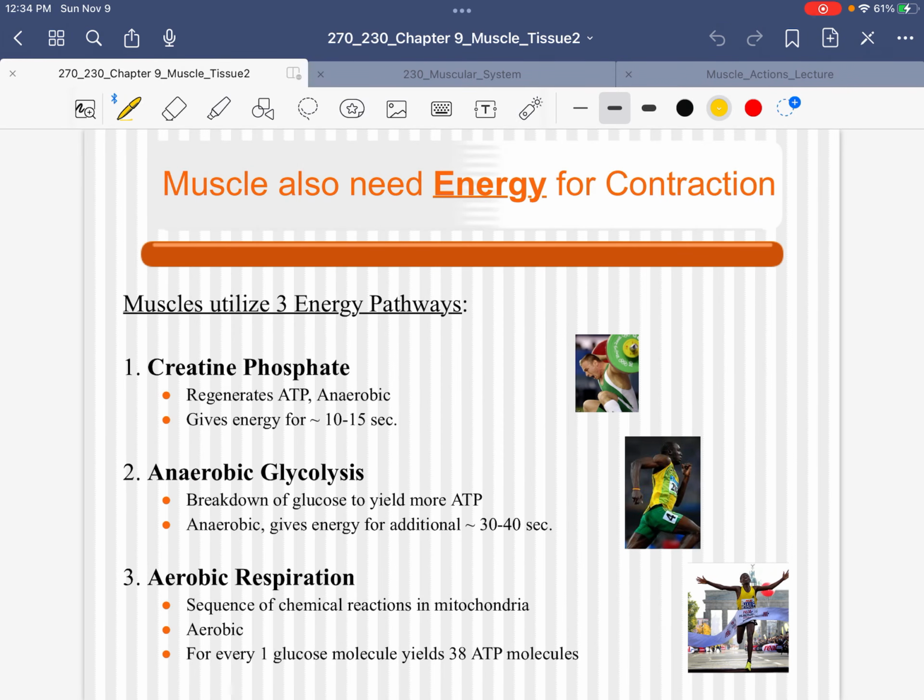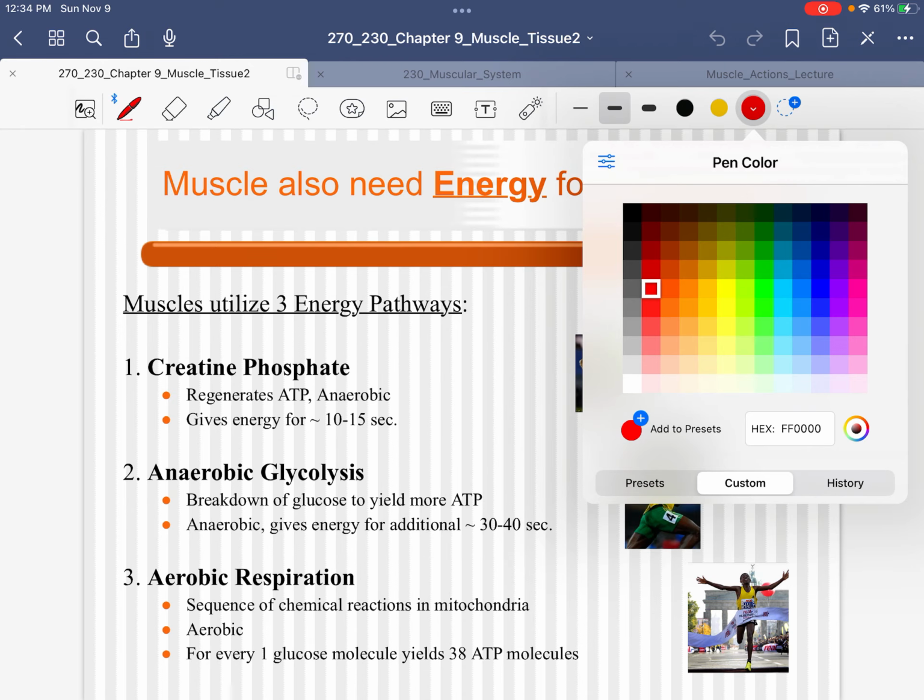And we're back, everyone. This is going to be our video to finish the muscle tissue chapter, and then we're going to start the muscular system, the muscles themselves. So we're finishing the muscle tissue, and then we're going to start the muscular system. All right, I think I'm going to use green today.